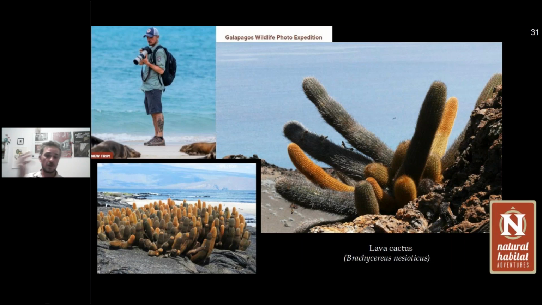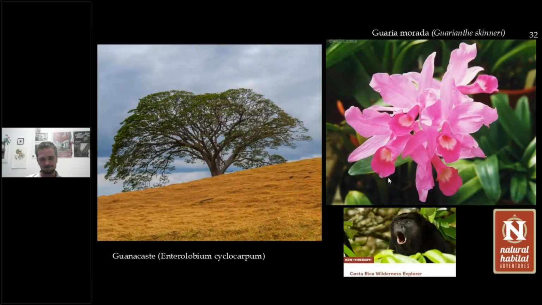From Costa Rica, we mentioned 2 species: national tree, the Guanacaste, and the national flower, the Guaria morada, which is a beautiful flower, beautiful color, beautiful shape, just amazing.